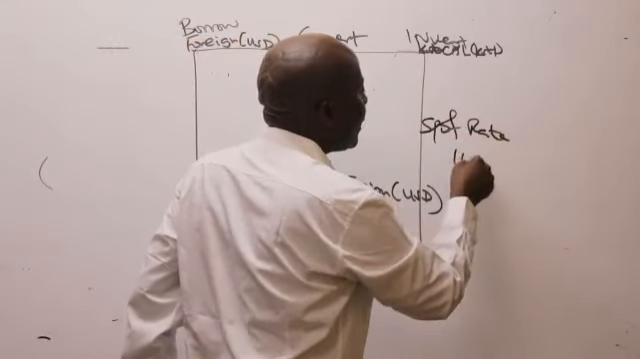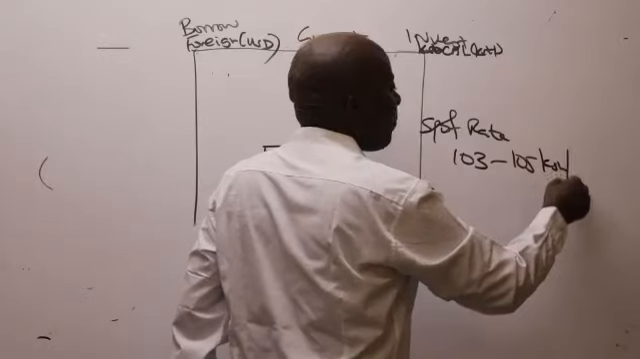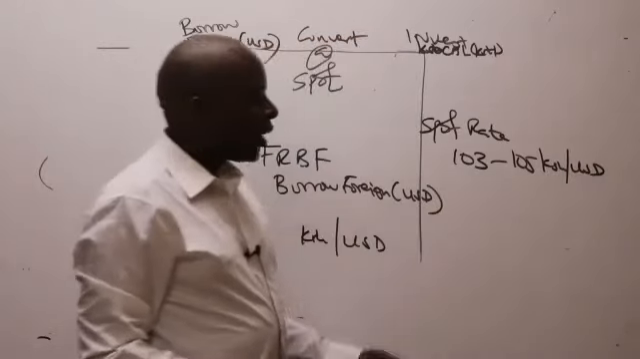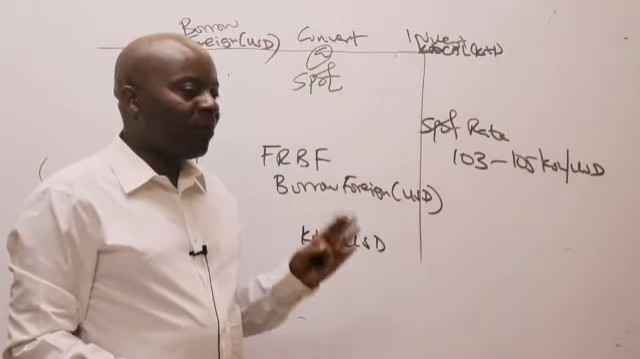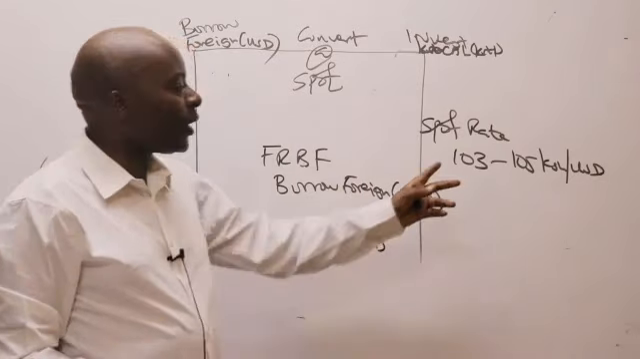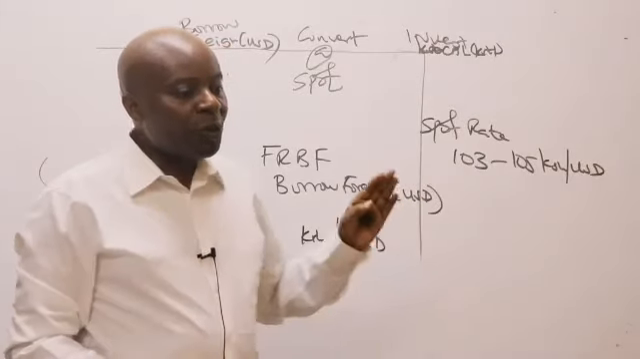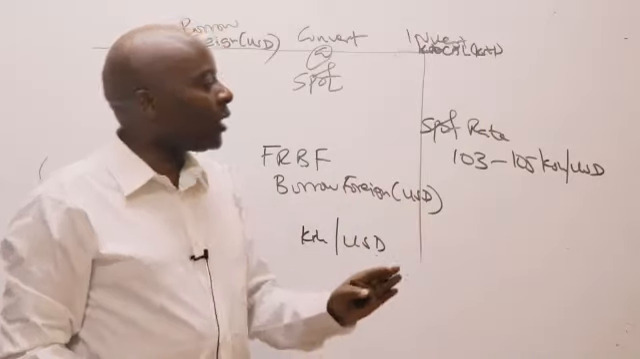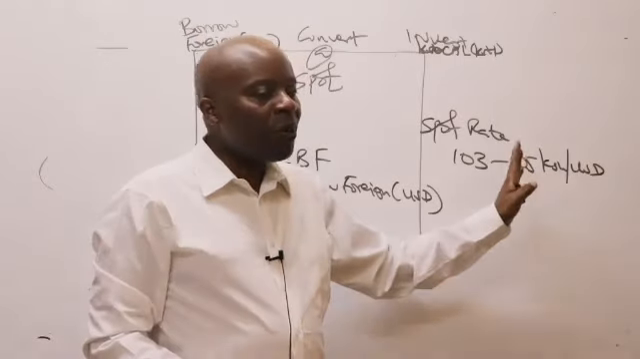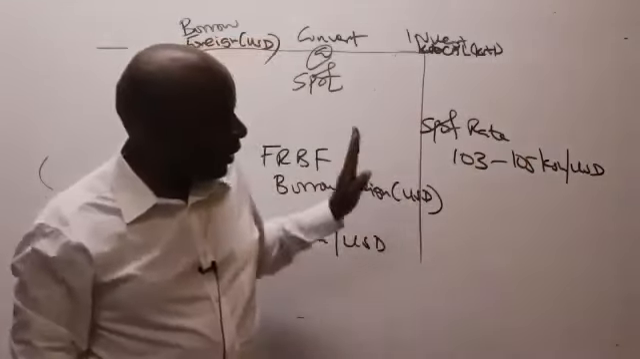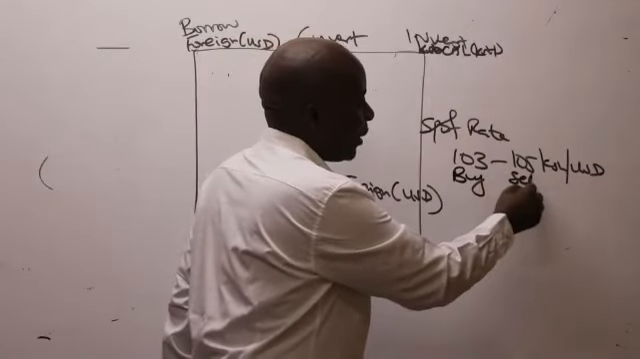The spot rate, they have told us, is 103 to 105 Kenya shillings per US dollar. Of course, it has been given to us as a range. One of these must be the buying rate. To know which one is the buying rate, I'll look at the expression of my exchange rate between the two currencies. Where is my home currency? It is the Kenya shilling on the left-hand side. So the left figure becomes buy, and this other figure becomes sell.